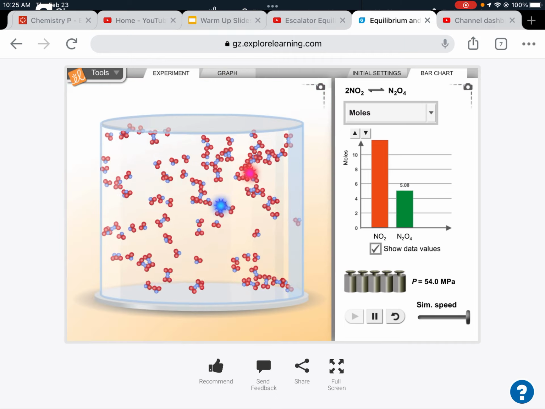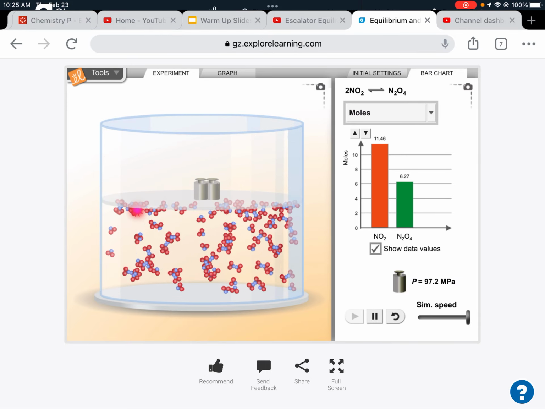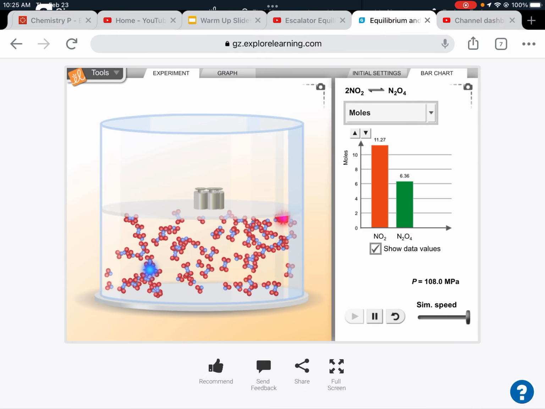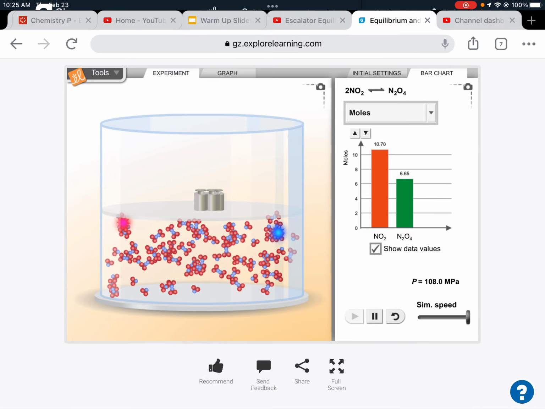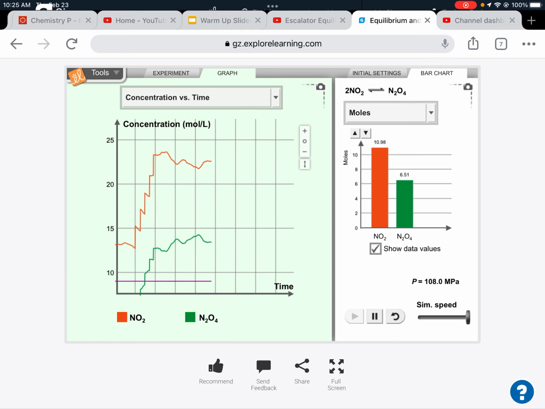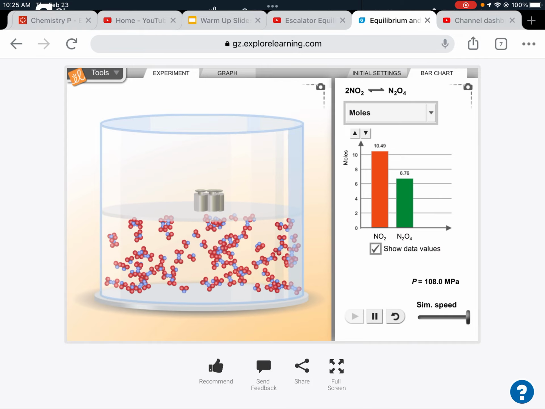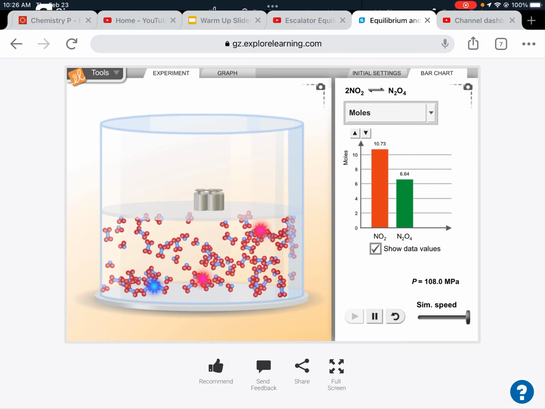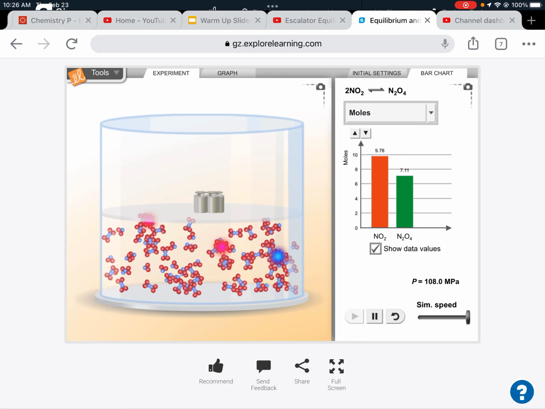So let's add some pressure and see what happens after we add this pressure. We just added a bunch of pressure. So we're predicting we get more N2O4. Look what's happening with that bar graph. Wow. Our N2O4 is definitely going up, and our NO2 is going down, right? And if we look at the graph here, yeah, look at that. Changed it. Basically, our N2O4 is going up, our NO2 is going down. It's exactly what we predicted, right? And the reason is all that pressure is pushing these things into the smaller side of the reaction, so the side with less gas.